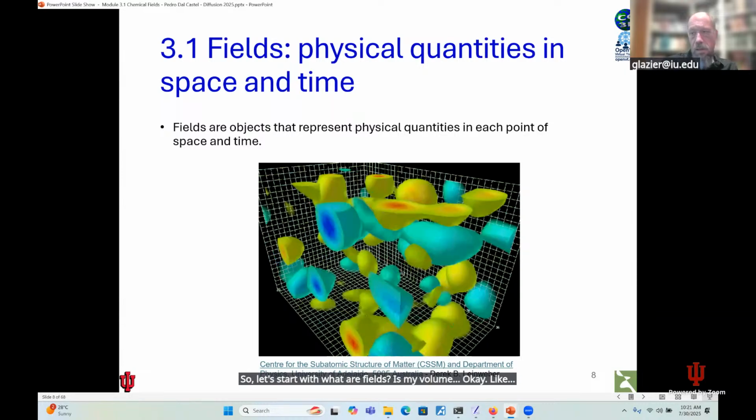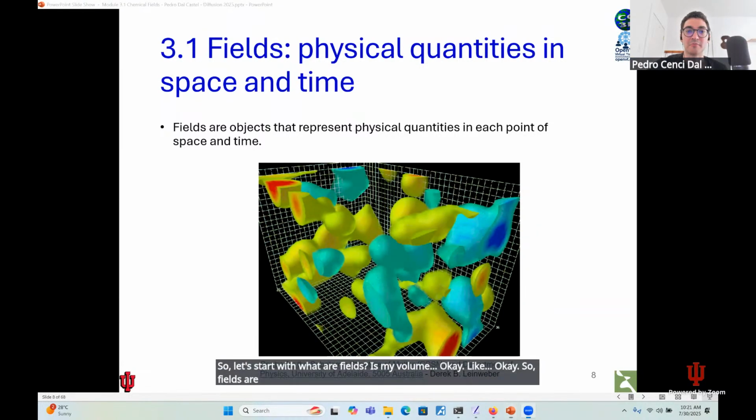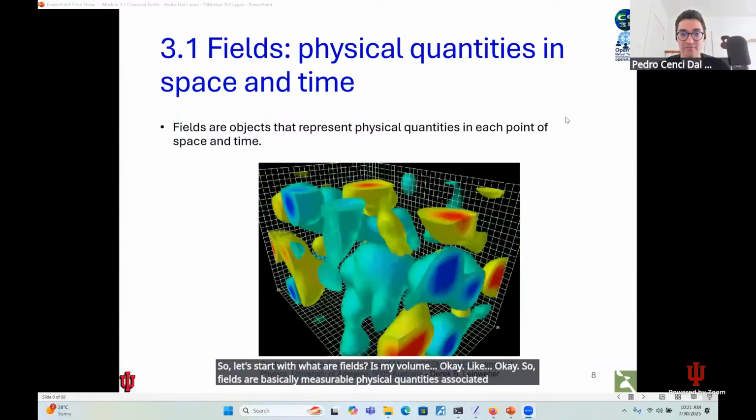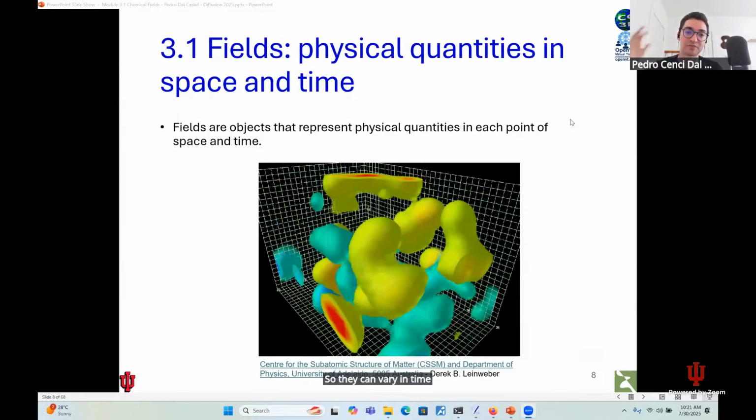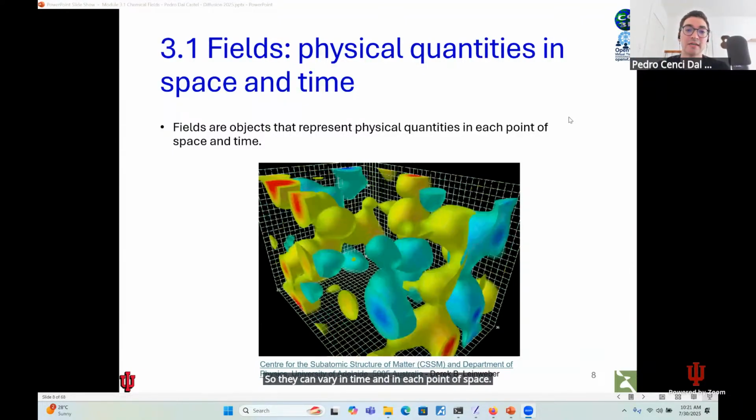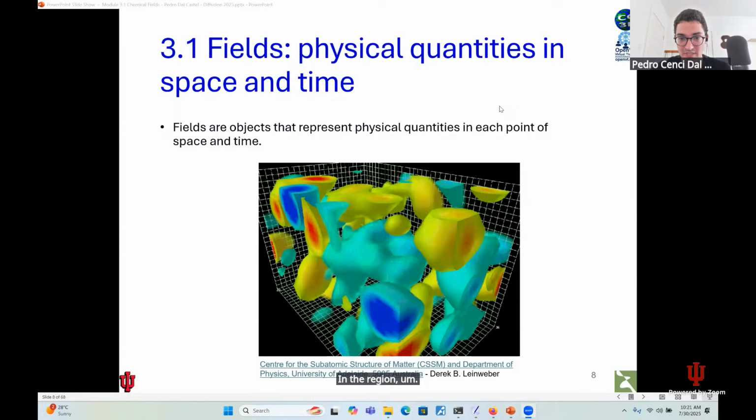Okay, so fields are basically measurable physical quantities associated to each point of space and time. So they can vary in time, and in each point of space in the region you are exploring, there is an associated value.